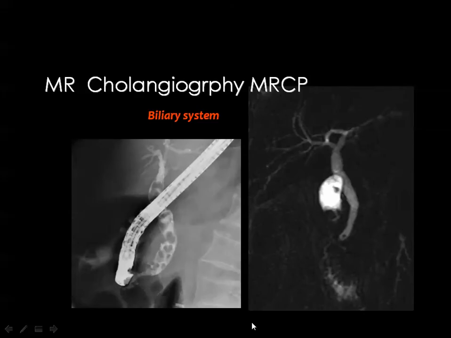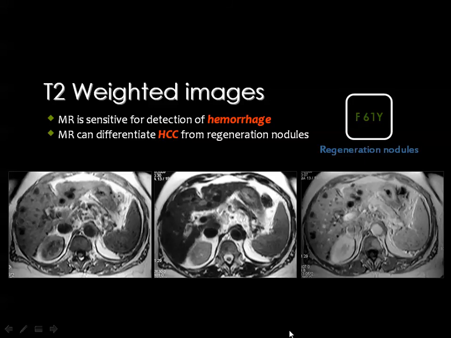Also, one of the values of MRI is the non-invasive evaluation of the biliary system, and this is an ERCP showing multiple filling defects representing calculi throughout the common bile duct. But non-invasively, you can have this MRCP in another patient, of course, and you can see multiple filling defects within the gallbladder representing stones, as well as a small calculus at the terminal portion of the common bile duct.